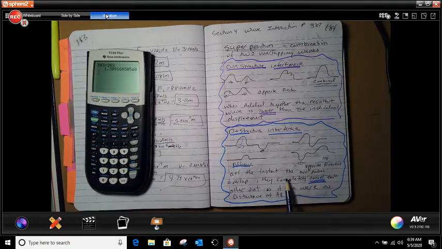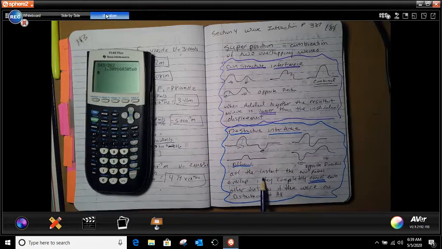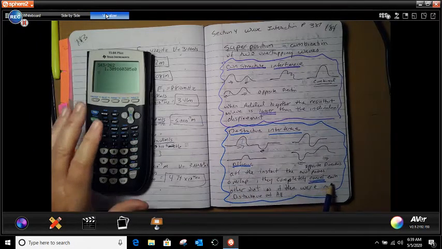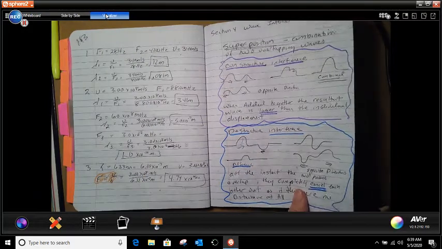At the instant the two pulses overlap, they cancel each other out, and are not disturbed at all.